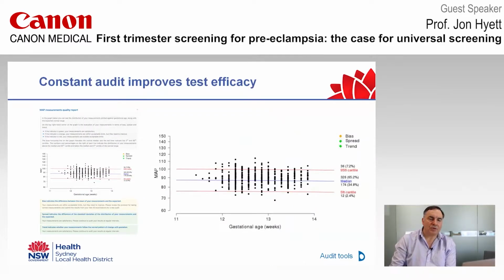Now, it's really important that we measure blood pressure accurately, and therefore it's really important that as part of that process, we actually look and reflect on our data and make sure that our normal data compare to those of other groups. And this is an example of the audit tool that is available online on the Fetal Medicine Foundation website that you can use to check whether your blood pressure measurements are correct.